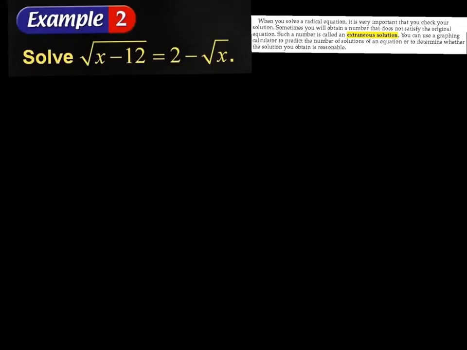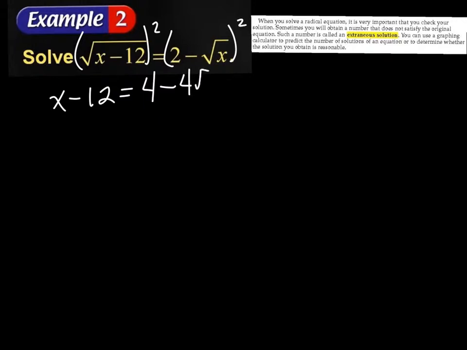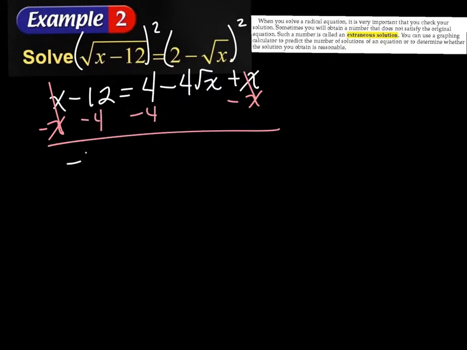In example 2, I've got a square root on both sides of the equation. So I can't just isolate the radical like we did on example 1. On the left side it's great because square root and squaring just undo each other. So I have x minus 12 equals, when we square a binomial, it's the first term squared, first times second times 2, so it's going to be minus 4 square root of x plus the second term squared. Let's subtract x from both sides. That worked out well. Subtract 4 from both sides, and I've got negative 16 equals negative 4 square root of x. Divide both sides by negative 4.